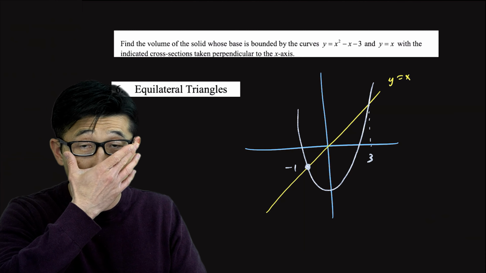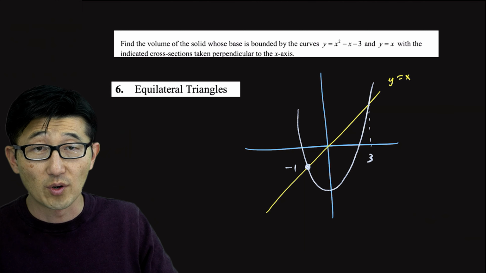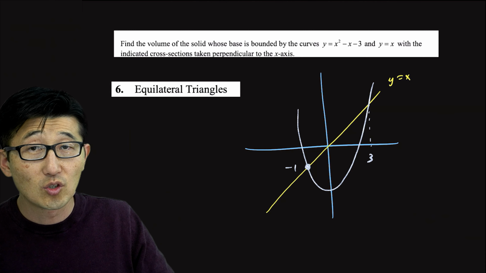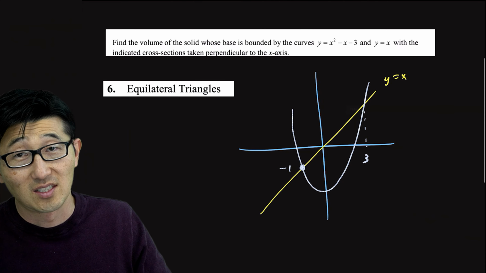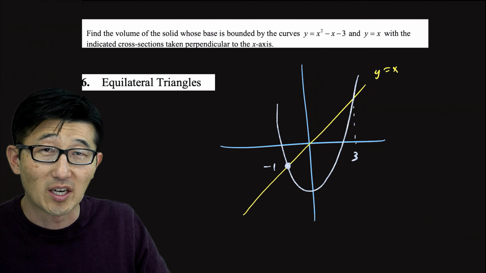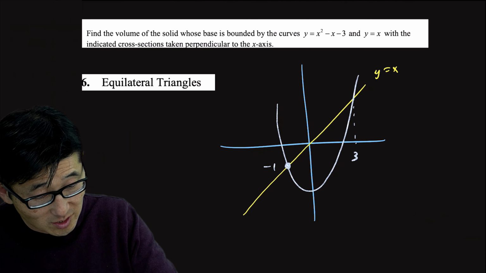Now, in the previous problem, we did squares, or they look like, I guess, pieces of bread being sliced. Here, we're going to use equilateral triangles. Oh my goodness, this is crazy. Okay, equilateral triangles that are perpendicular to the x-axis. Great. Okay, so how do we do this?